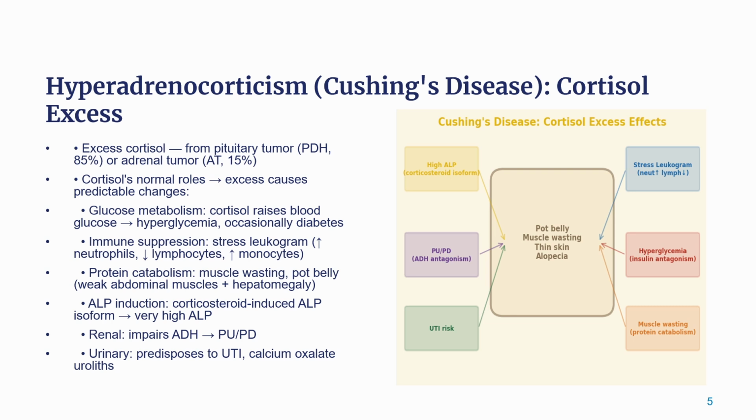Cortisol induces ALP production, specifically a corticosteroid-induced isoform unique to dogs, so the ALP is often dramatically elevated. Cortisol antagonizes ADH, so the collecting duct can't concentrate urine, causing PUPD and dilute urine. And the classic physical appearance, pot belly, muscle wasting, thin skin, bilateral alopecia, comes from protein catabolism and fat redistribution. Once you understand what cortisol does, the whole disease picture makes perfect sense.